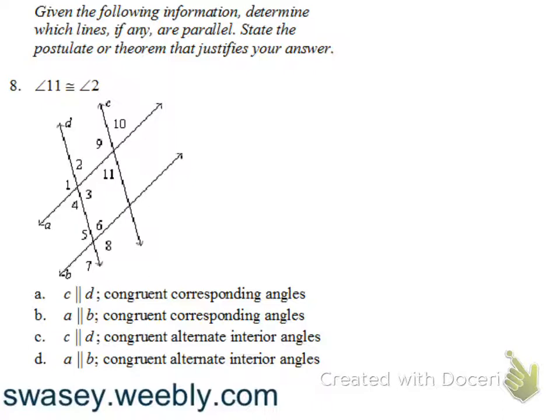Here we're looking at 11 and 2 being congruent. So those use line D and C and also transversal line A. So we can say that C and D are parallel lines, or we can say C is parallel to D by alternate interior angles. So make sure you choose the one that has both the correct lines that are parallel and the correct reasoning.